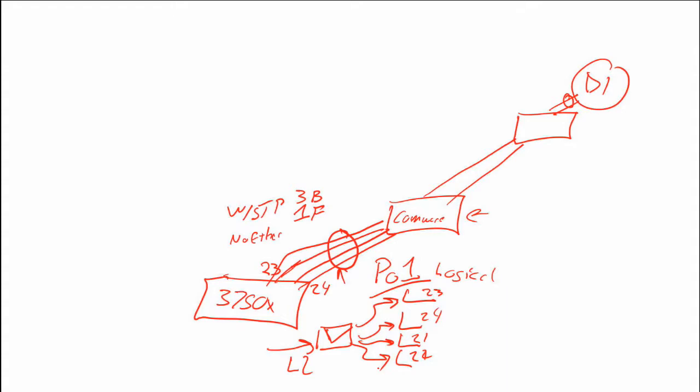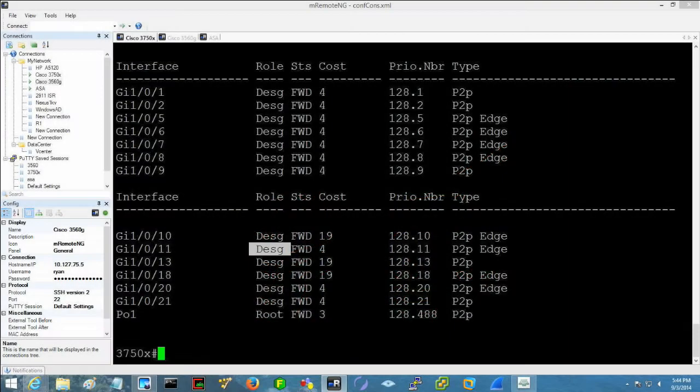So if you look at what I've got going on, my port 23 and port 24 are part of port channel 1. Those two ports are both in the forwarding state. They're root ports. They're taking me towards the root bridge. Does that make sense?